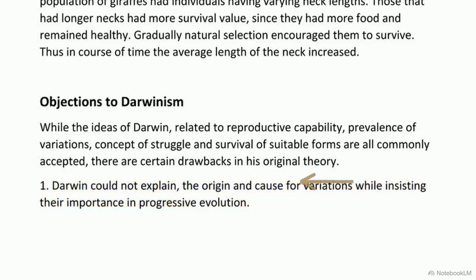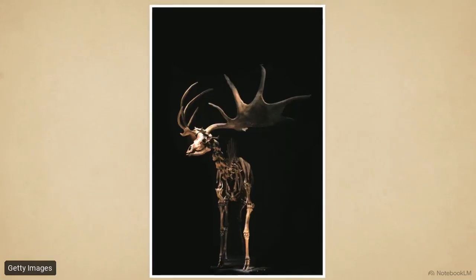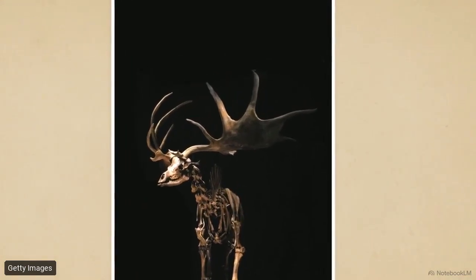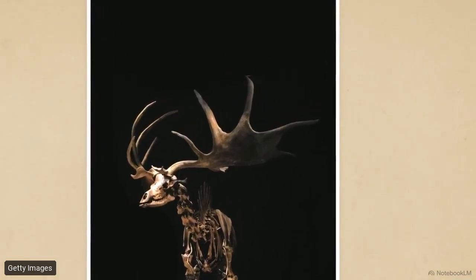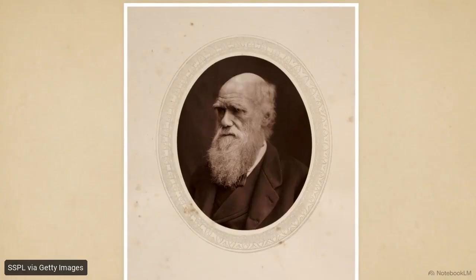He also entirely missed the concept of large, sudden, discontinuous variations, or mutations, which were later discovered by Hugo de Vries. He also struggled to explain the persistence of useless vestigial organs across thousands of generations, or cases where extreme overspecialization led straight to extinction. Look at the massive, unwieldy antlers of the Irish elk, which eventually became a fatal hindrance rather than a survival advantage. Darwin established the mechanical framework of evolutionary theory.